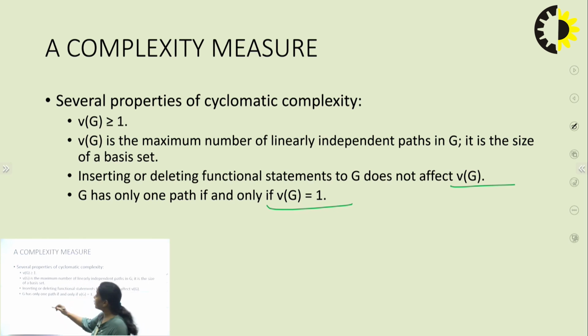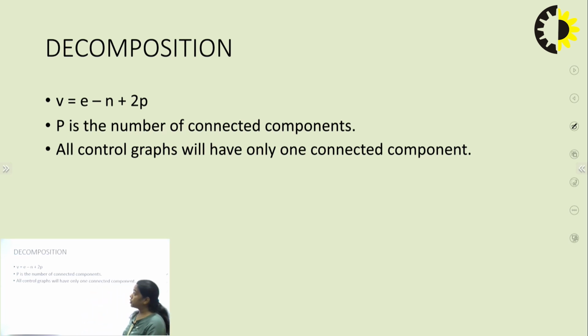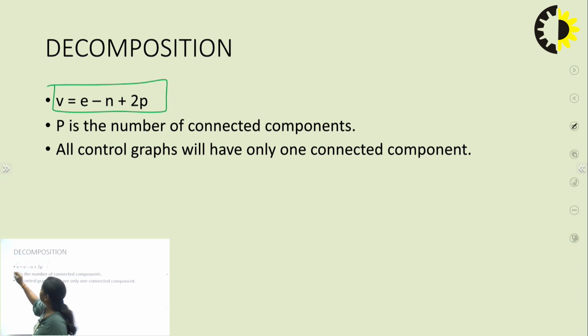These are the 4 different properties of the cyclomatic complexity. Now, inserting a new edge in a graph will increase V(G) unit by unit. V(G) depends only on the decision structure of G. This is the decomposition, as we get to know that this is the formula for calculating cyclomatic complexity: number of edges minus vertices plus 2P.